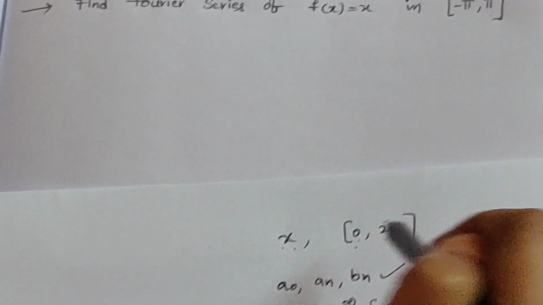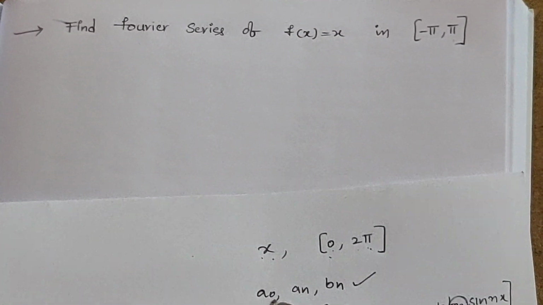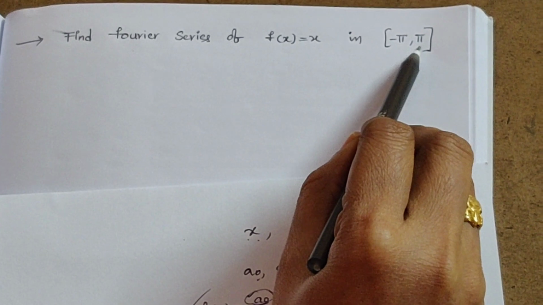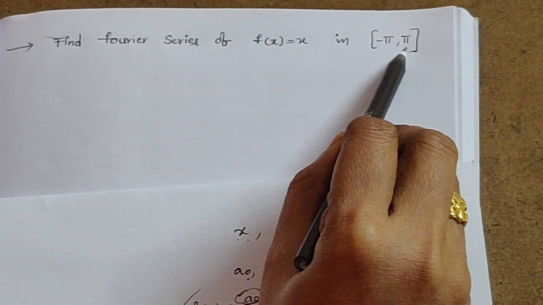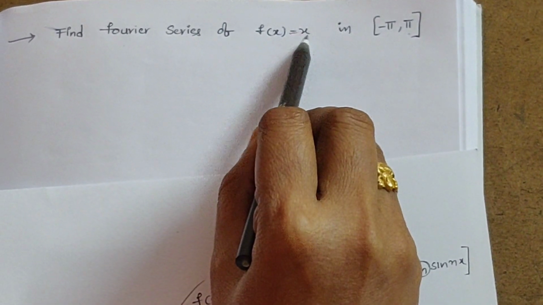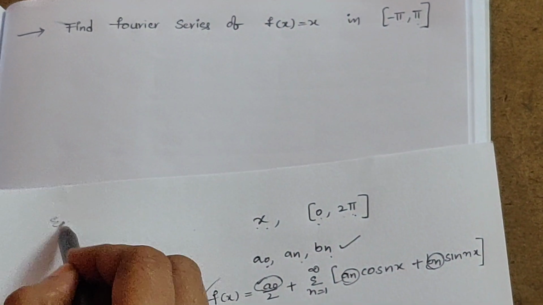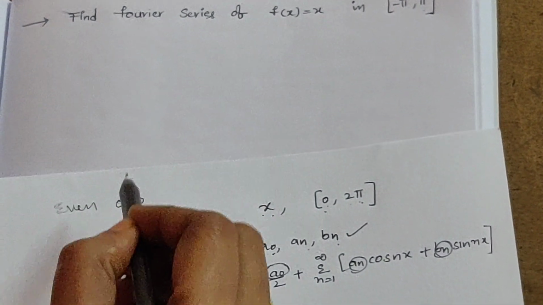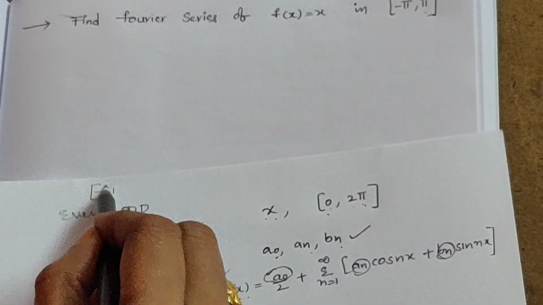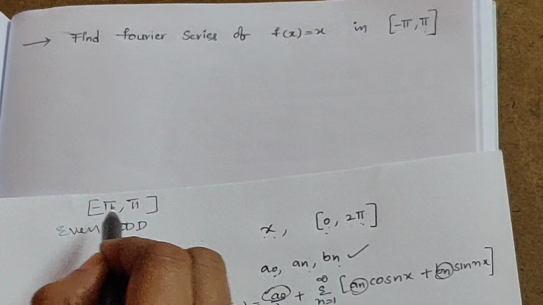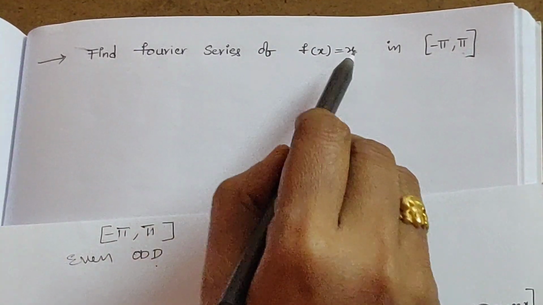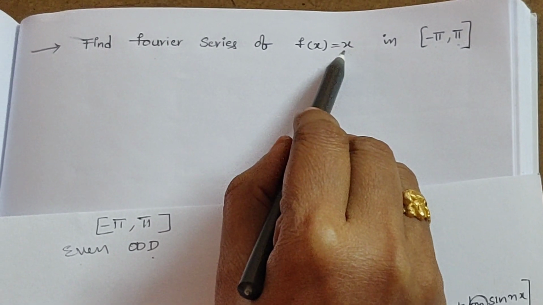If the interval is 0, 2 pi, compulsory we have to calculate the three Fourier coefficients. But if the interval is minus pi to pi, we have chance to check whether f of x, the given function, is even or odd. If the interval is minus pi comma pi, first we check whether the given function is even or odd. Here the given function is odd function.